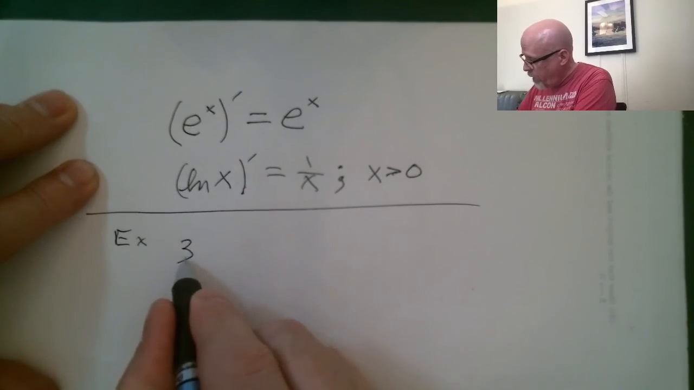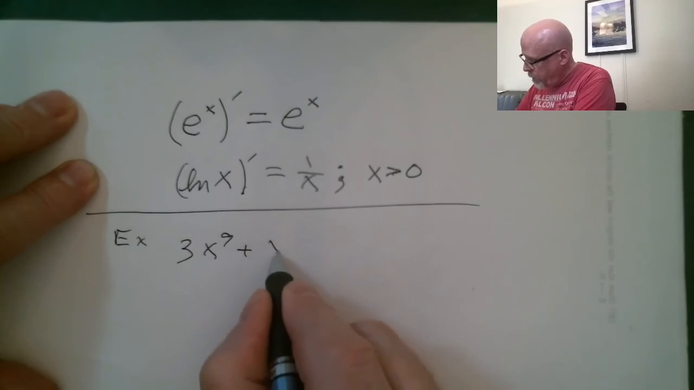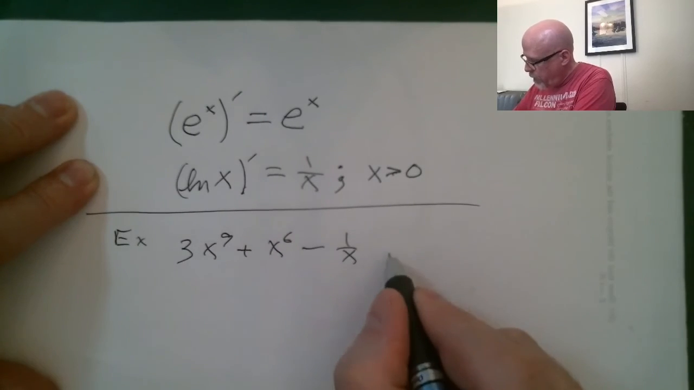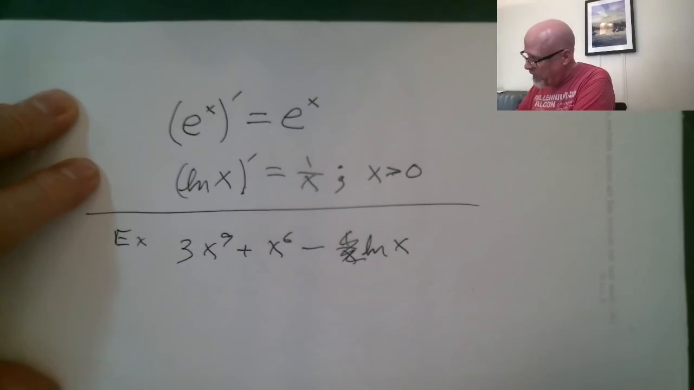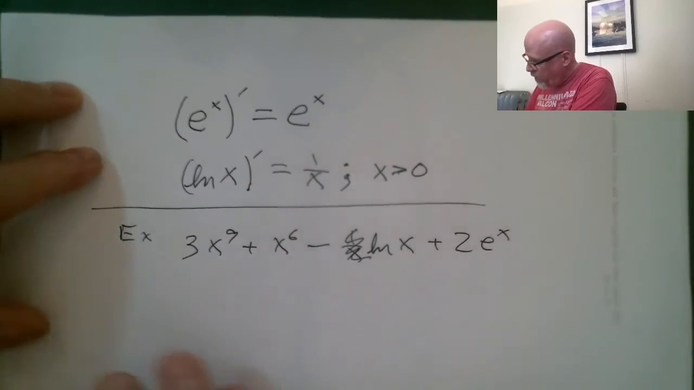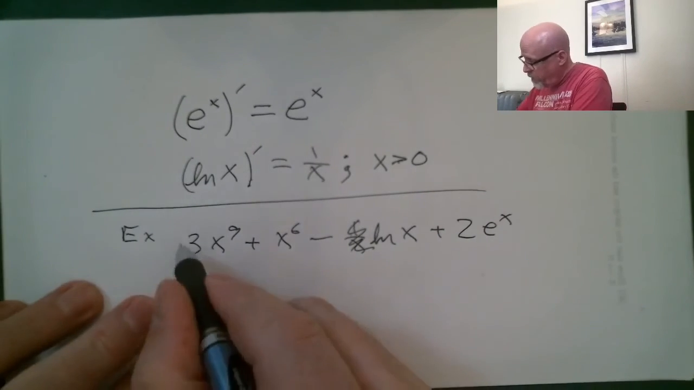Suppose I had 3x to the 9 plus x to the 6 minus 1 over x, I'm sorry, I was getting ahead of myself, minus ln of x, and then plus 2e to the x. That's a crazy expression. I'm only doing that as an example. Nothing like that would ever turn up in a real-world problem. But you want to take its derivative?